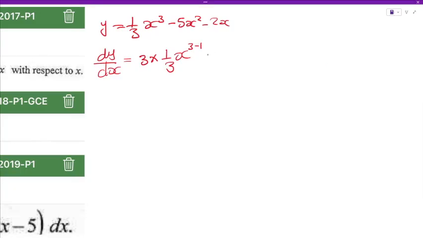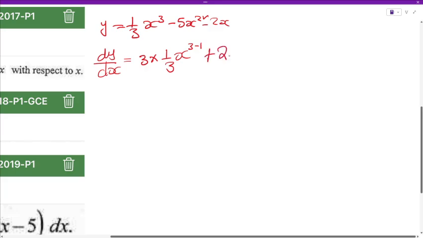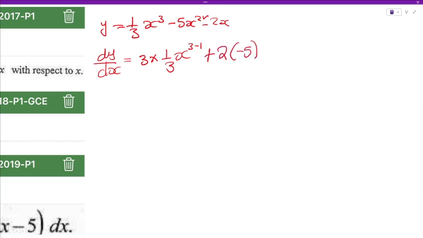Okay, and then we're going to say minus, not really minus, the power is a positive here, so we're going to say plus 2 times negative 5 x to the power 2 minus 1. Okay, here the power of x is 1, so I'm just going to say plus 1 times negative 2 x to the power 1 minus 1. So meaning dy over dx will be equal to, so that 3 and that 3 can cancel. You're just going to remain with x, or 1x if you like, to the power 2, because 3 minus 1 is a 2.